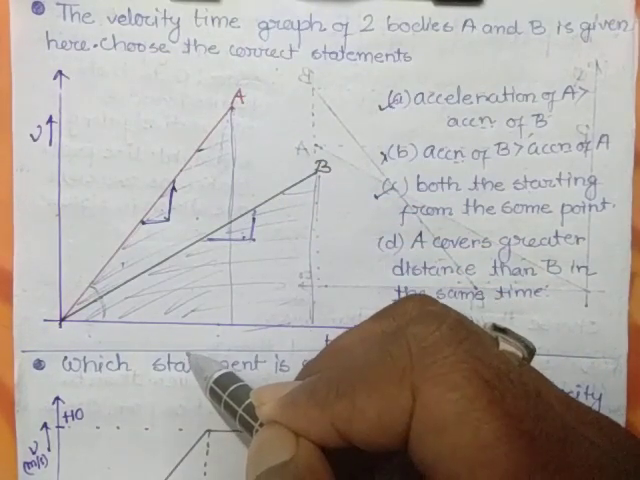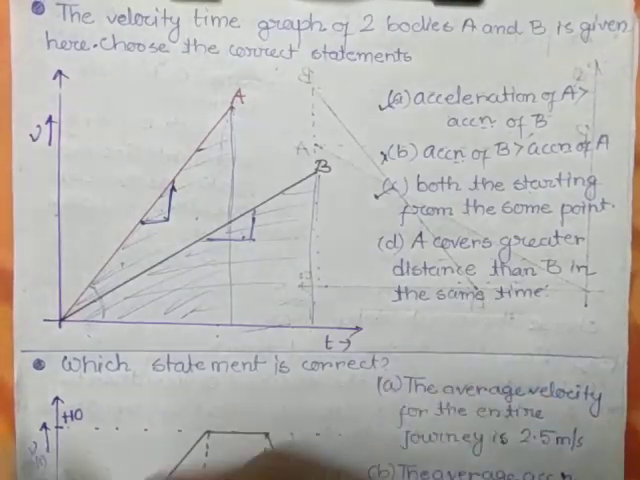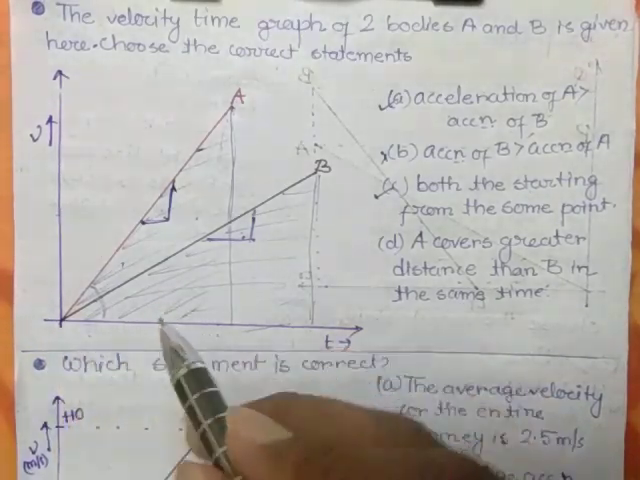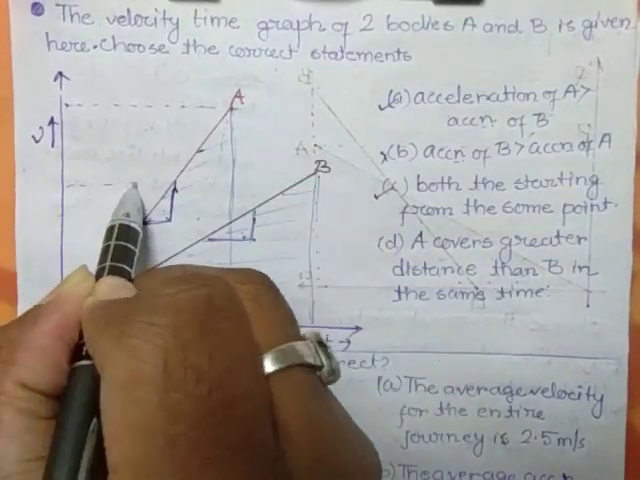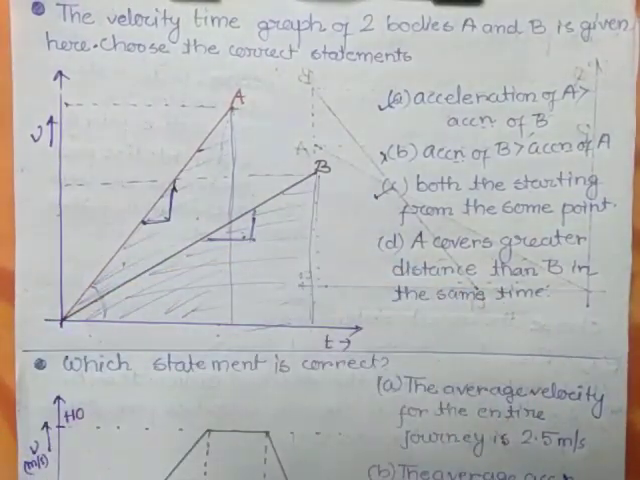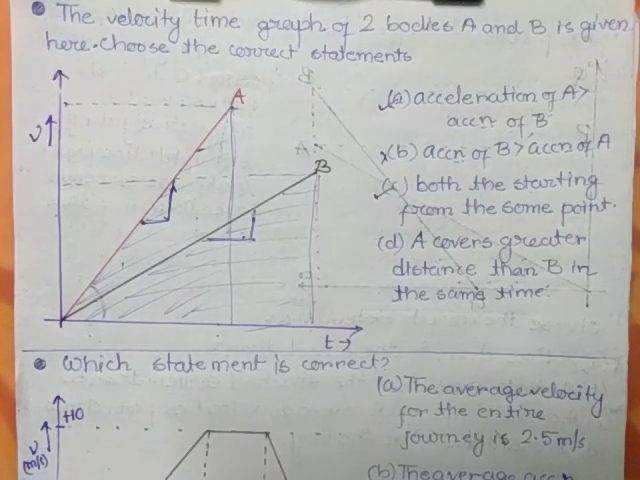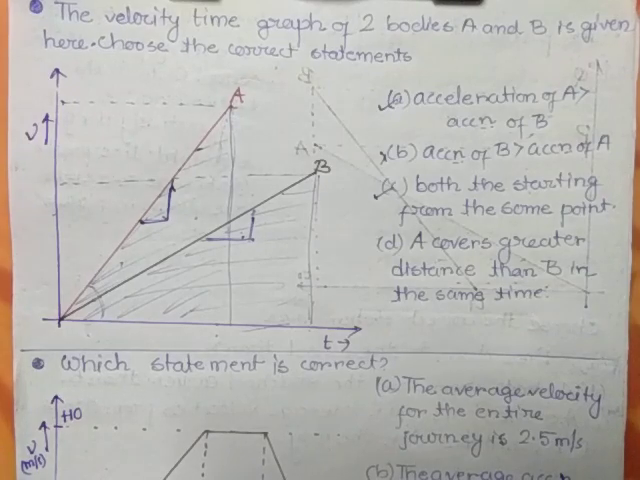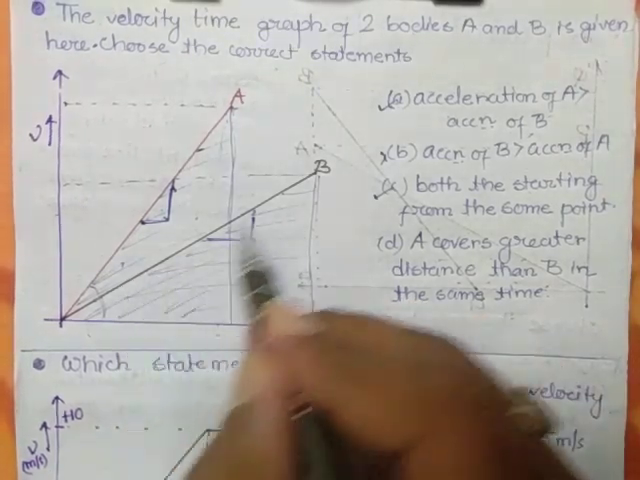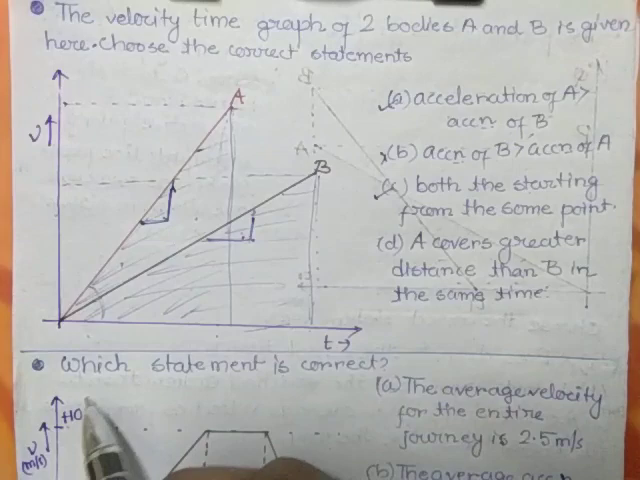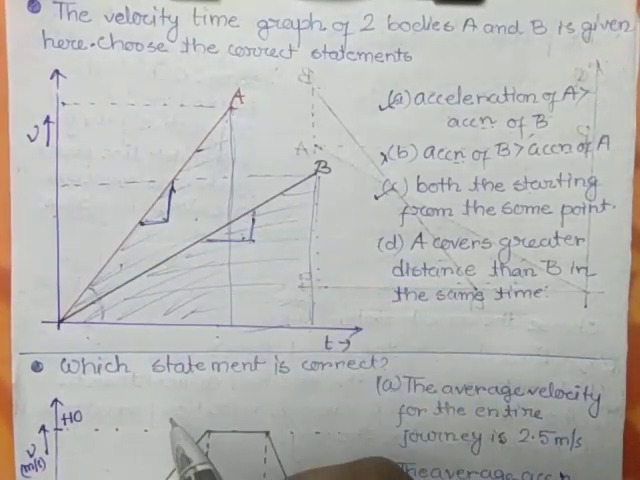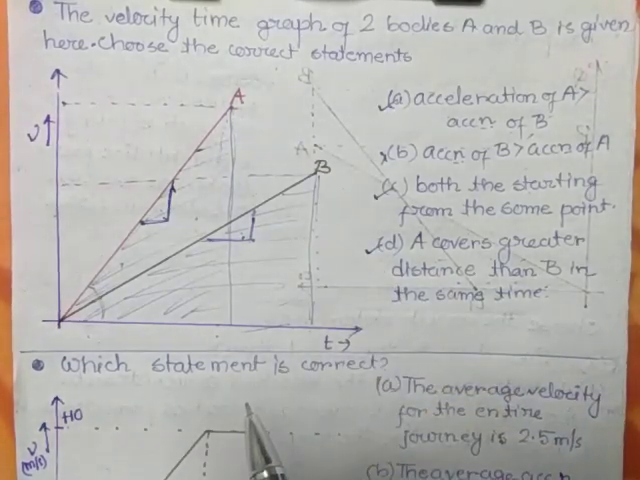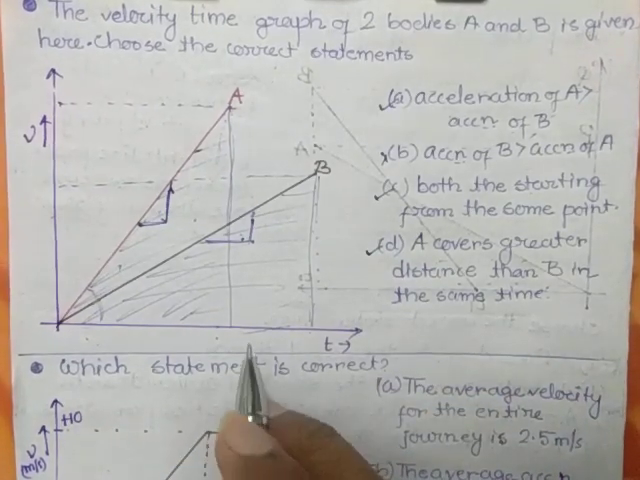Okay, and another thing it is said: A covers the greater distance than B. How can we observe this? By simply observing that the velocity of A and the velocity of B is like this, the maximum velocity. So from this we can compare the area of B and the area of A. Which one covers the greater area? A covers the greater area there, so D is also correct. By looking at the curve we can sense it.